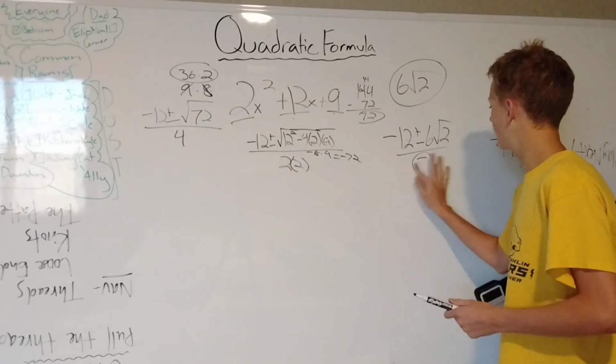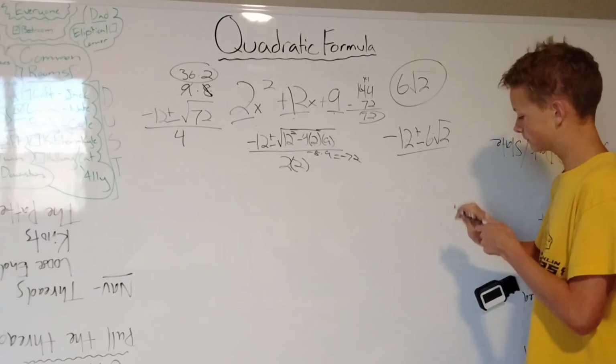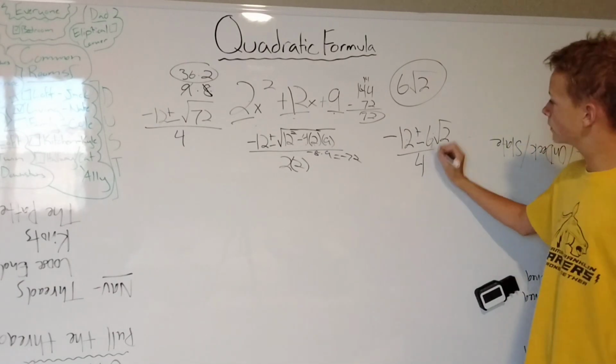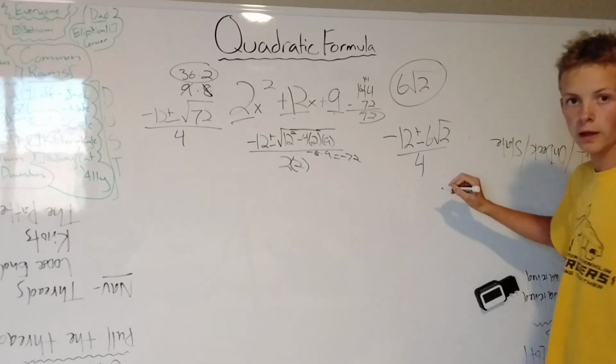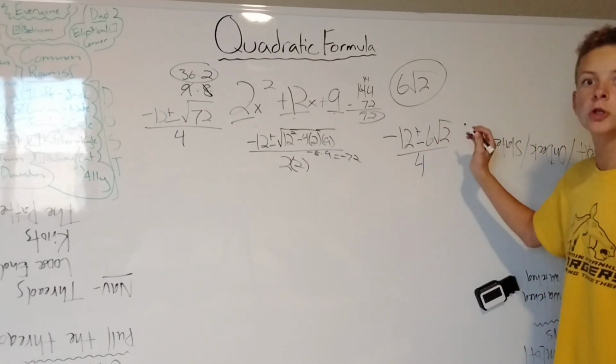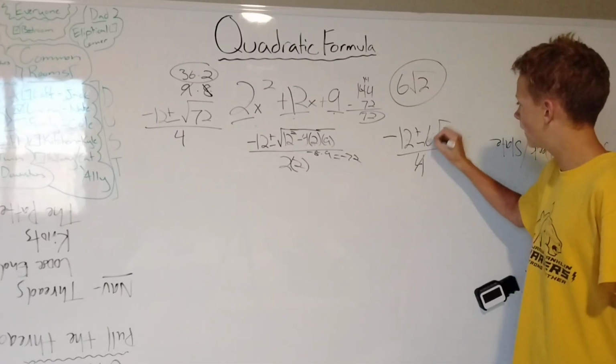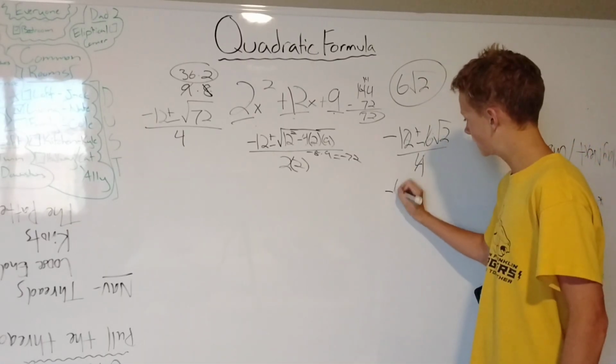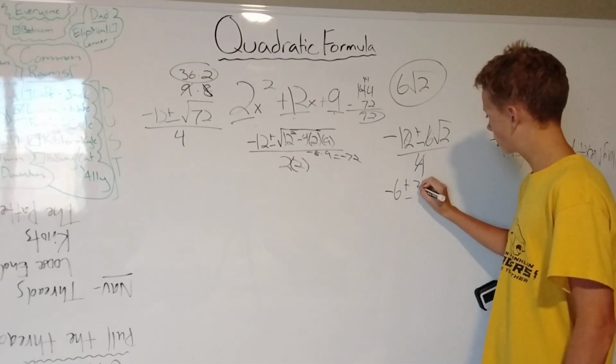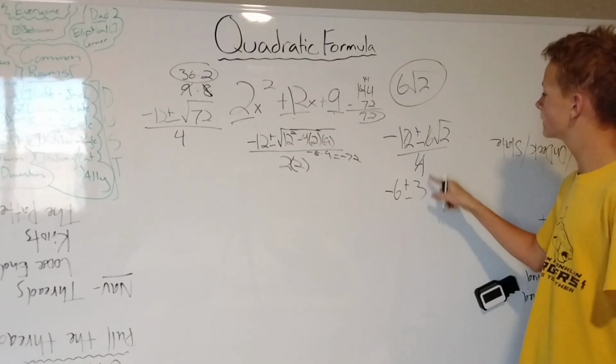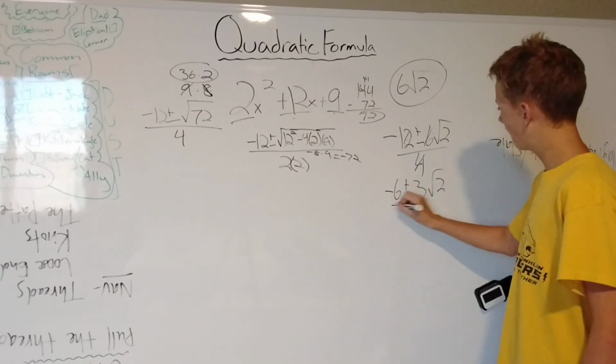So we're going to apply that with the 4, okay? So 4 can't go into any of these, neither can 6 or 12, okay? So none of these can go into any of these, but 2 can go into all of these. So we're going to divide them all by 2. So negative 6 for the 12, plus or minus 3 for the 6, root 2 over 4.